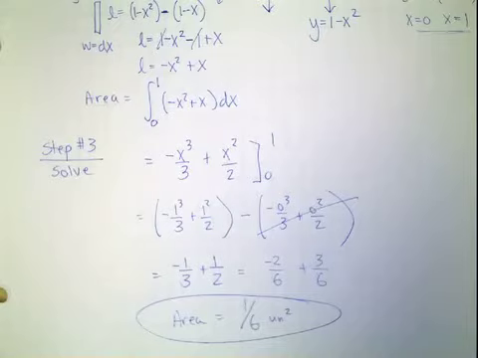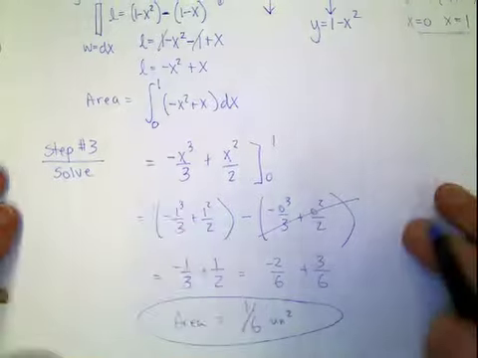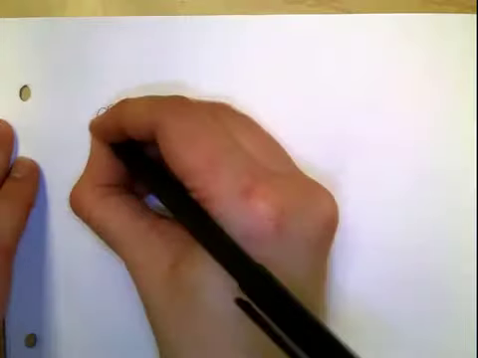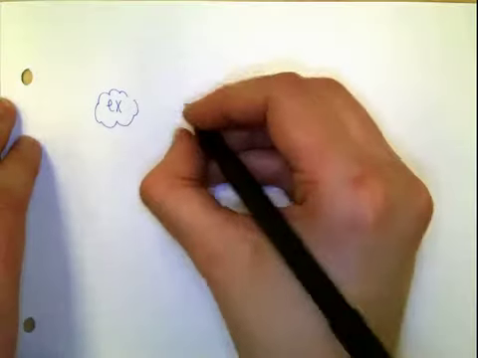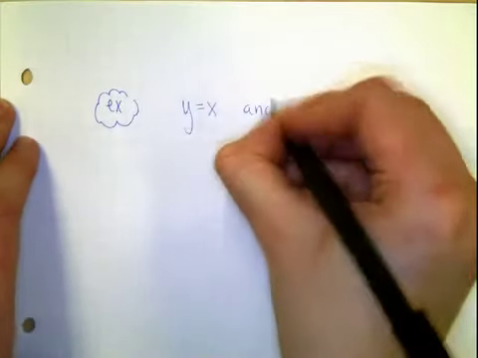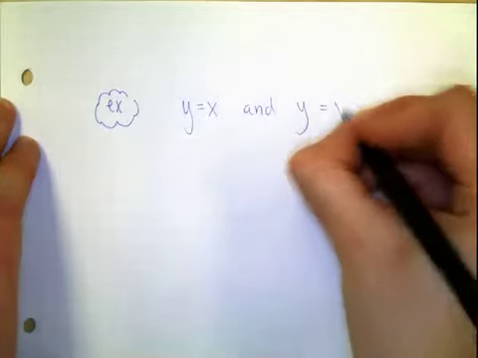So sometimes you have to do a little bit of work to figure out the bounds. You have to set the curves equal. Beyond that, it's still kind of the same type of problem. When it gets really complex is when you have multiple intersections. So let me show you another example. Imagine I had given you a problem like this. Imagine I had said something like, find the area bounded between y equals x and y equals x cubed.